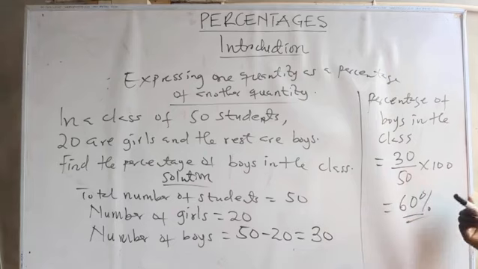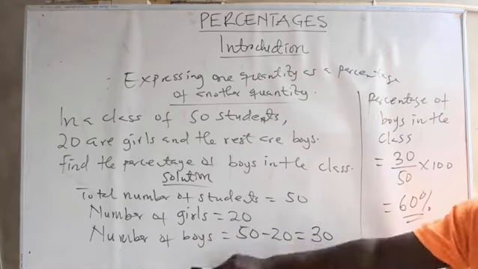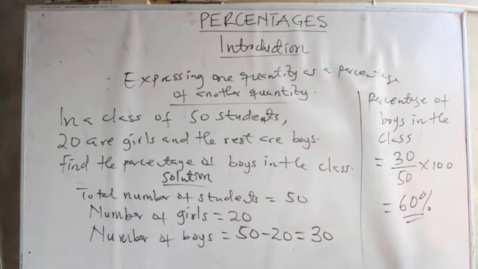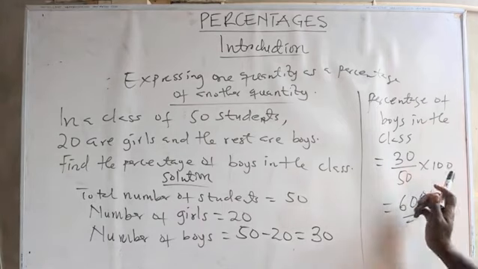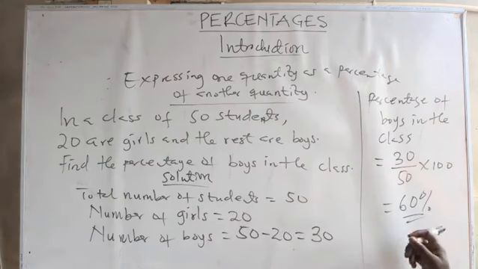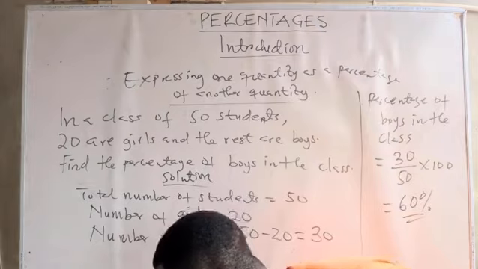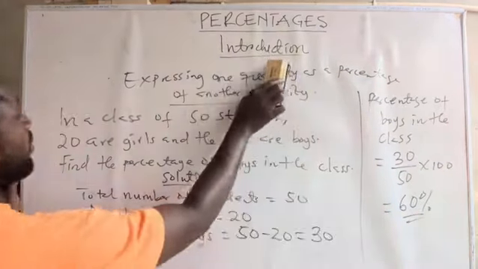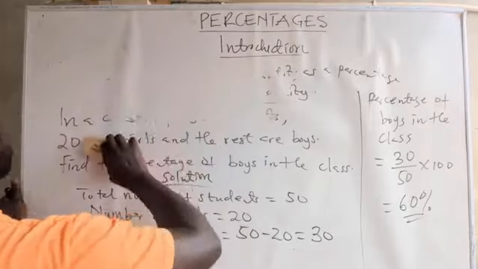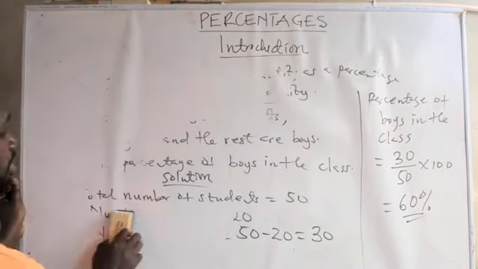So automatically I can say that the girls are 40%. Or 100 minus 60 is going to give us 40%. Is that okay? All right. So that's about this one.